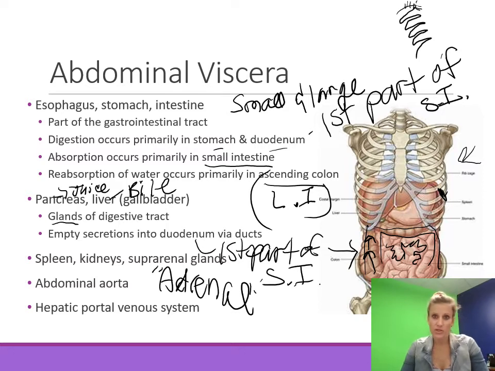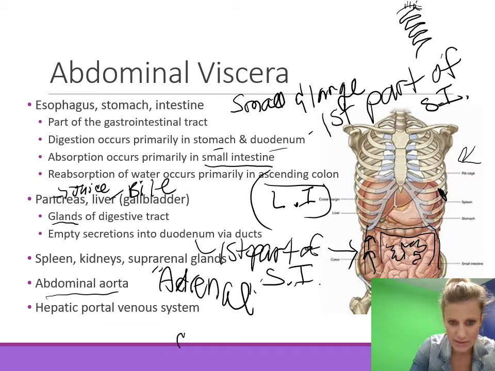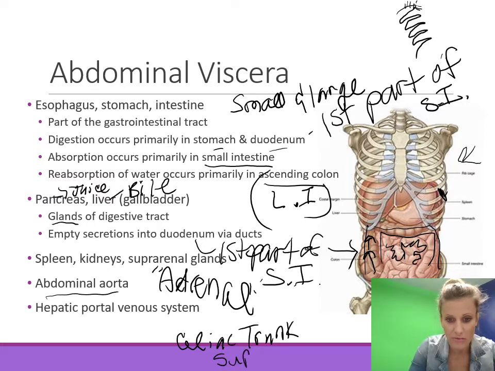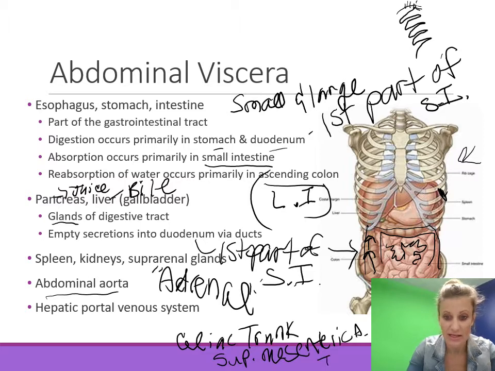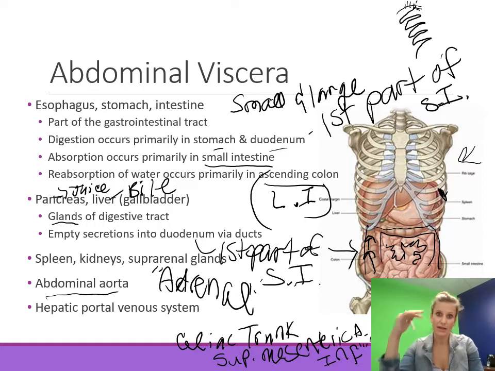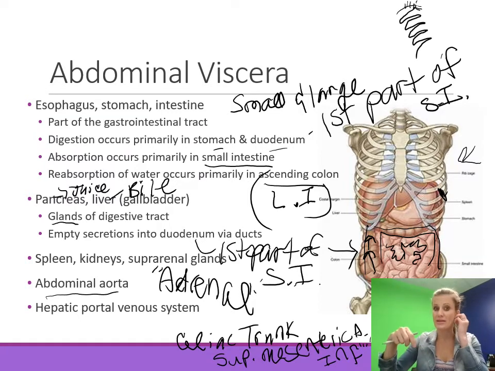The arterial supply to all of the abdominal viscera, or the abdominal organs, comes from the abdominal aorta and its branches. The three major branches that come off of the abdominal aorta to go to the abdominal viscera include the celiac trunk, the superior mesenteric artery, and then the inferior mesenteric artery. And that's in order from superior to inferior. Right when we go past the diaphragm into the abdominal cavity, the first branch is the celiac trunk. Inferior to the celiac trunk is the superior mesenteric artery, and then further down is the inferior mesenteric artery.